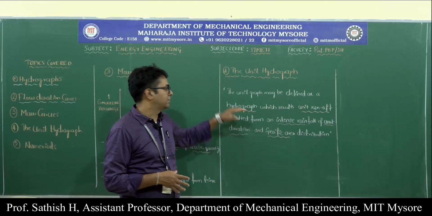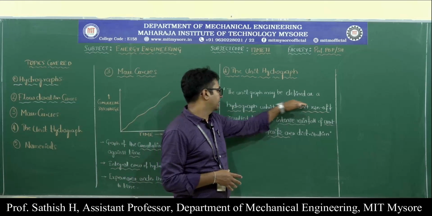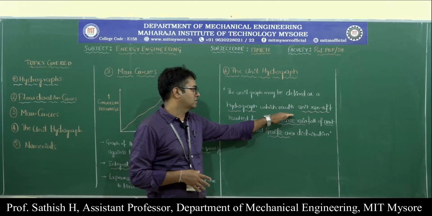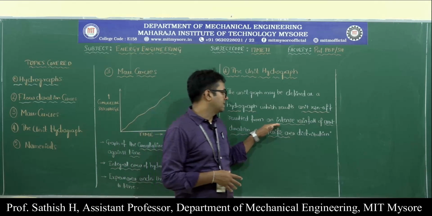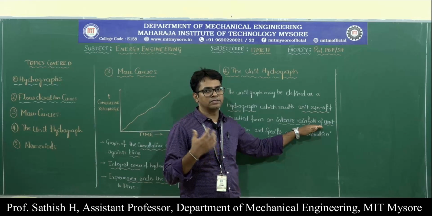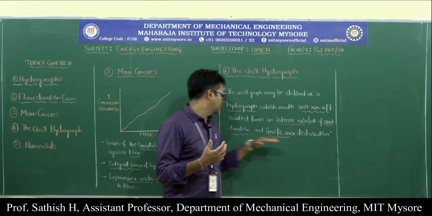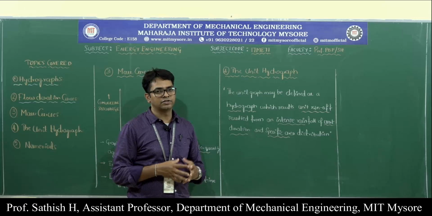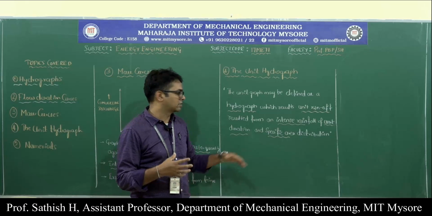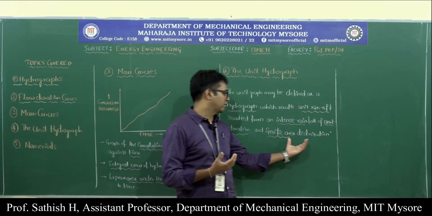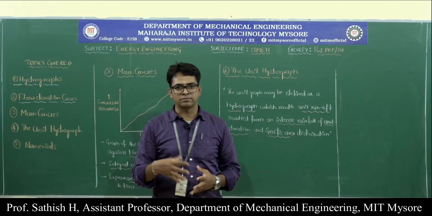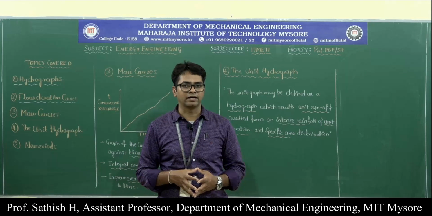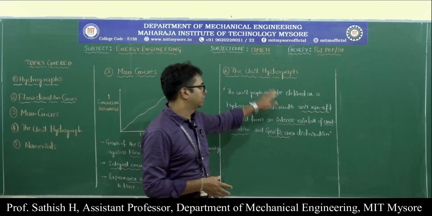I repeat this definition. The unit hydrograph may be defined as a hydrograph which results in unit runoff, resulting from an intense rainfall. Intense rainfall means heavy rainfall of unit duration. The unit duration you have to take in terms of months or hours or weeks, etc., and a specific area distribution over the catchment area where the rainfall is happening. So that is called the unit hydrograph.